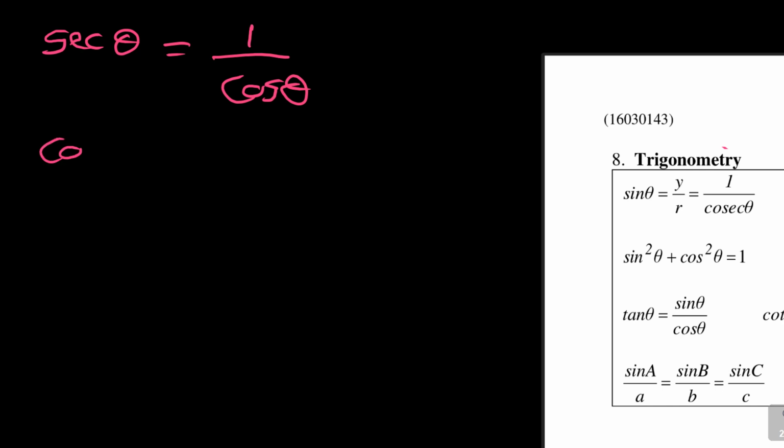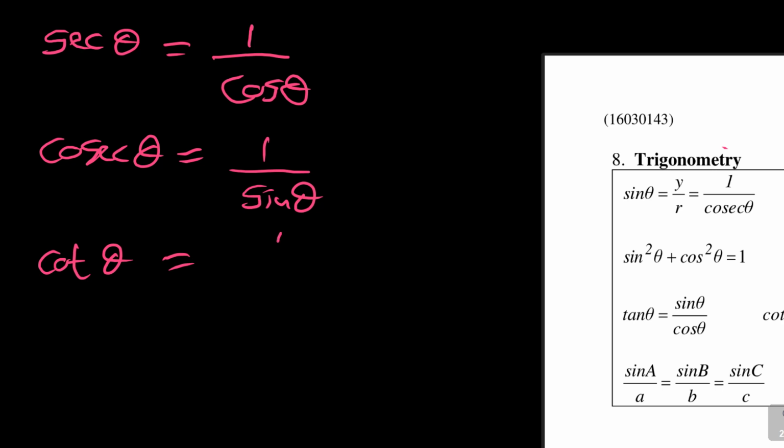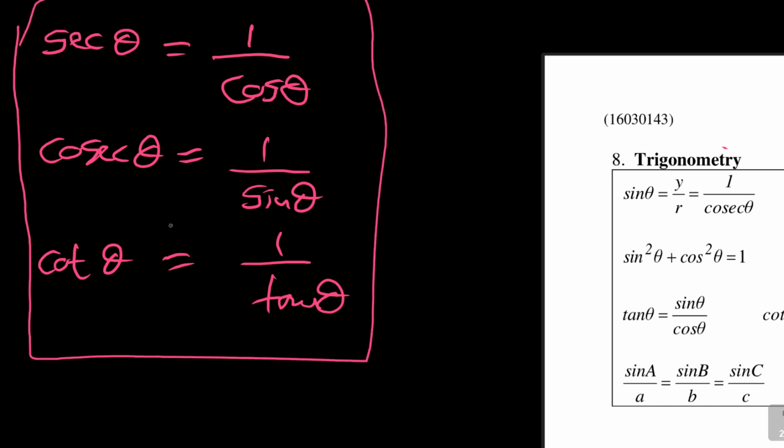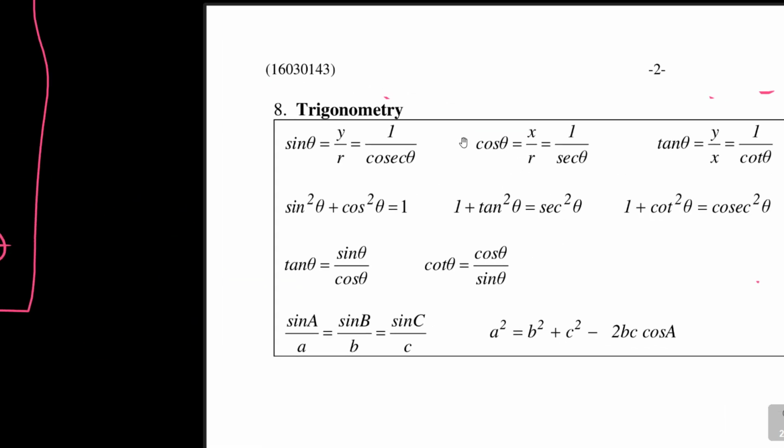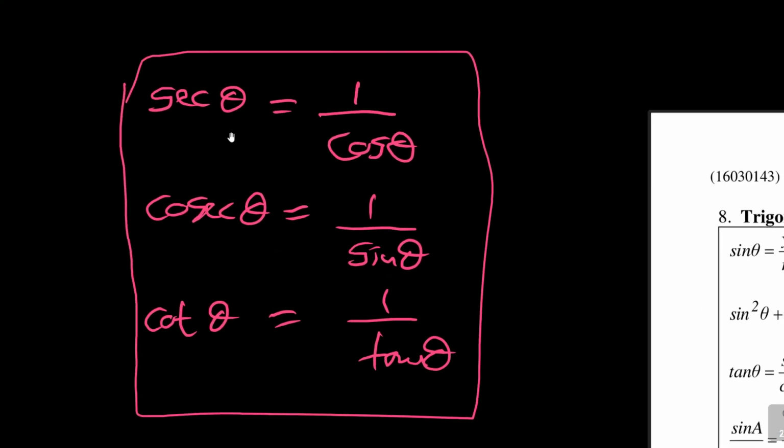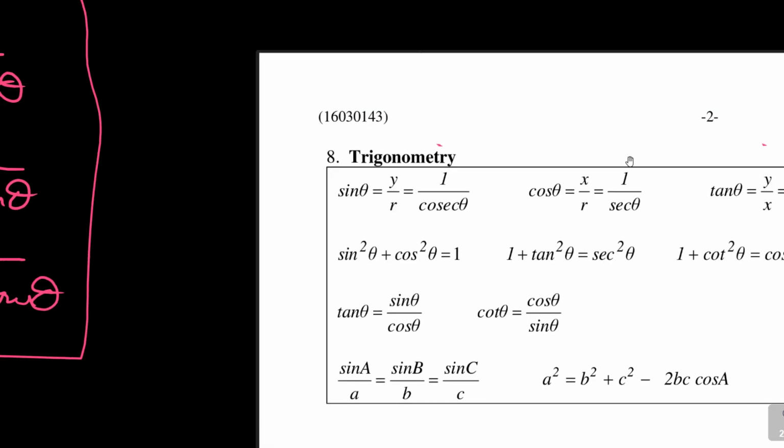Now, if I say cosec theta, you must know that cosec is linked to what? Cosec is linked to sine. Sine. And cot theta is also 1 over tan. You understand? So these must also be something that you know. The good thing with the formulas is that they don't give you the sec, cosec, and cot. They give instead the sine, the cos, and the tan. So I know sec is 1 over cos, but the formula says cos is 1 over sec. You see?